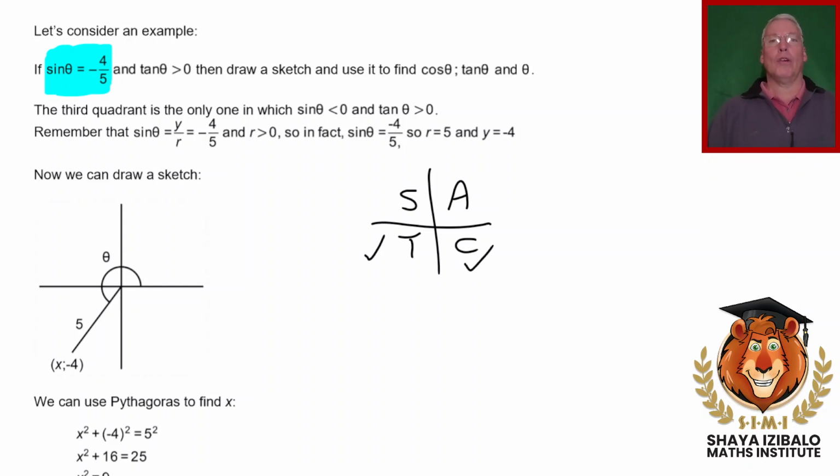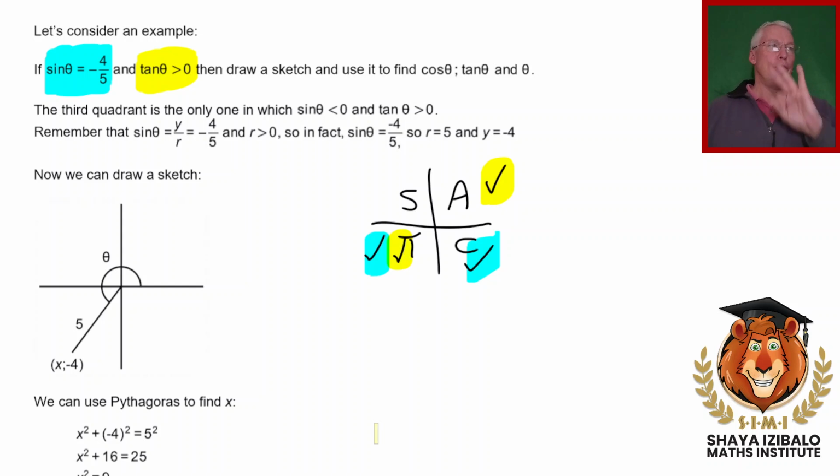We know that information from the fact that sine is negative. Then we are also told that tan is positive. Now, where is tan positive? Tan is positive in these two quadrants, this one and this one. So which quadrant are we in if sine is negative and tan is positive? We're in quadrant 3, and that's a really important idea.